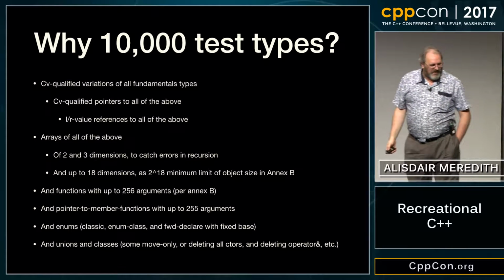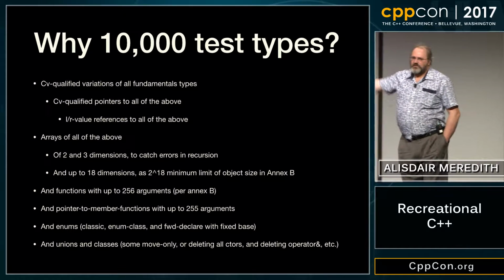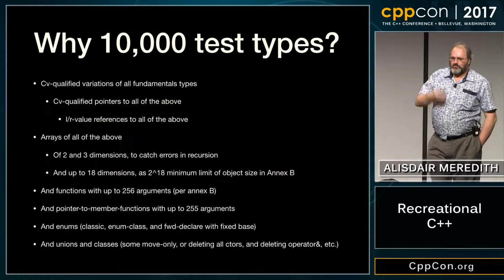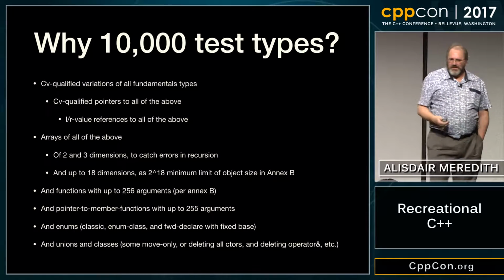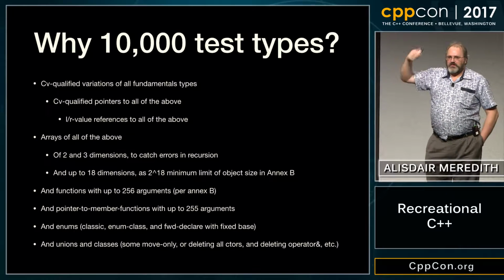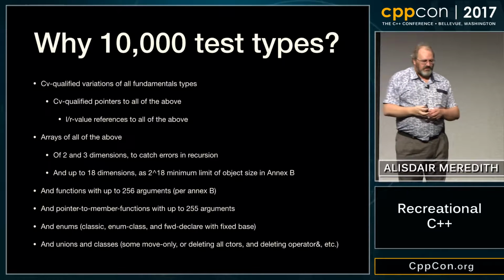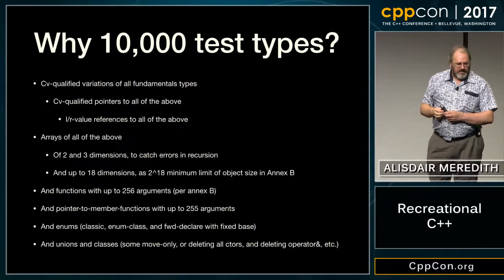Then we get to function types. Of course, those can go up to 256 arguments with and without ellipses and noexcept and all those other wonderful things. And we can have pointers and references to those. And we might want those to be taking and returning some interesting arguments. We've also got pointers to members doing this same thing.